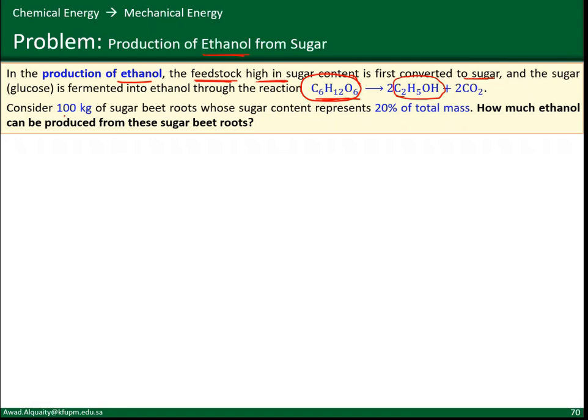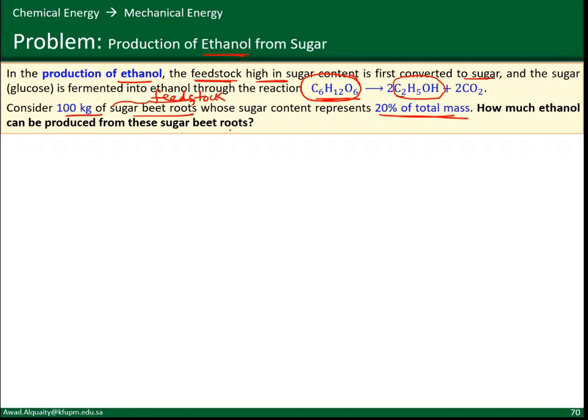Now, we are told to consider 100 kilograms of sugar beetroots. This is our feedstock, and its sugar content is 20% of the total mass. So 20% of the total mass of sugar beetroots is sugar or glucose. And the question is how much ethanol can you produce from 100 kilograms of sugar beetroots? What we're looking for is something very simple. We have a certain feedstock, 20% of which is sugar, and we want to see how much ethanol we can produce from this 100 kilograms of feedstock.